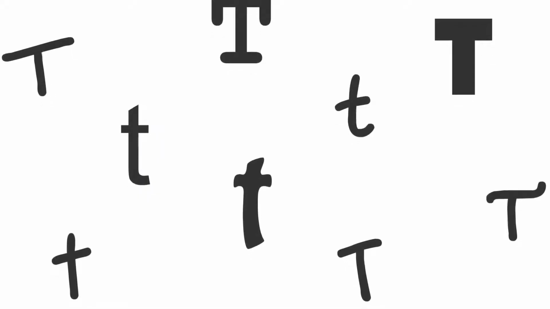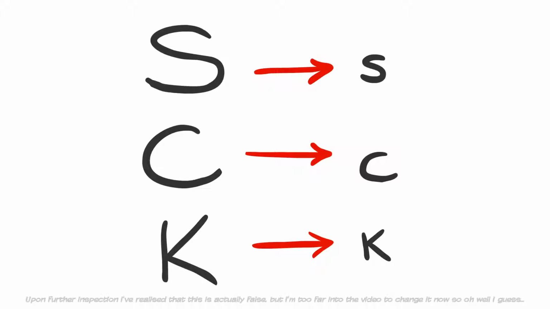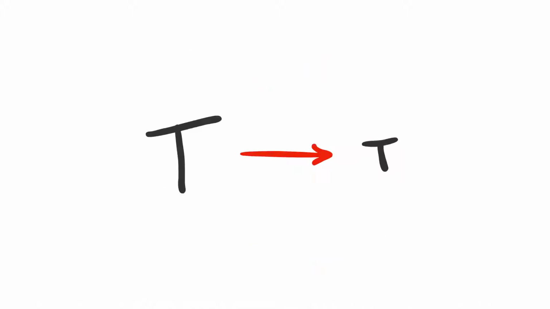B. T. I like T. You know why? Because while most other letters just make themselves smaller to become lowercase, T was like, nah, I'm gonna be different. You know how you make a capital T lowercase? You just take this and you move it down here. I know. Incredible. 14. J.